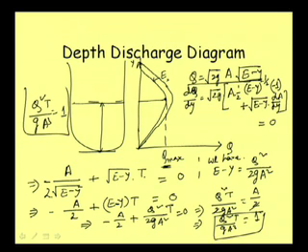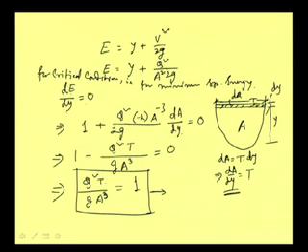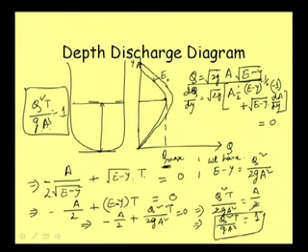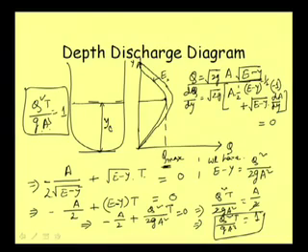Now, what does this imply? If we recall, the relation that we got earlier for specific energy is q square t by g a cube is equal to 1, and for this discharge also we are again getting q square t by g a cube is equal to 1. That means we are getting the same condition, and the same condition means this is nothing but the condition of critical flow. So, to get the maximum discharge, the depth we are getting is nothing but the critical depth.